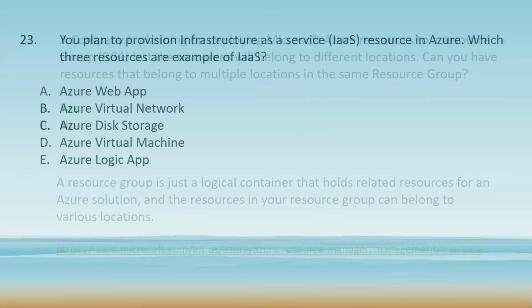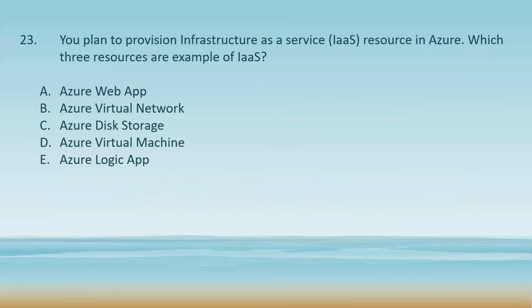Question number 23. You plan to provision infrastructure as a service resources in Azure. Which three resources are examples of IaaS, infrastructure as a service? Your options are Azure Web App, Azure Virtual Network, Azure Disk Storage, Azure Virtual Machine, Azure Logic App.